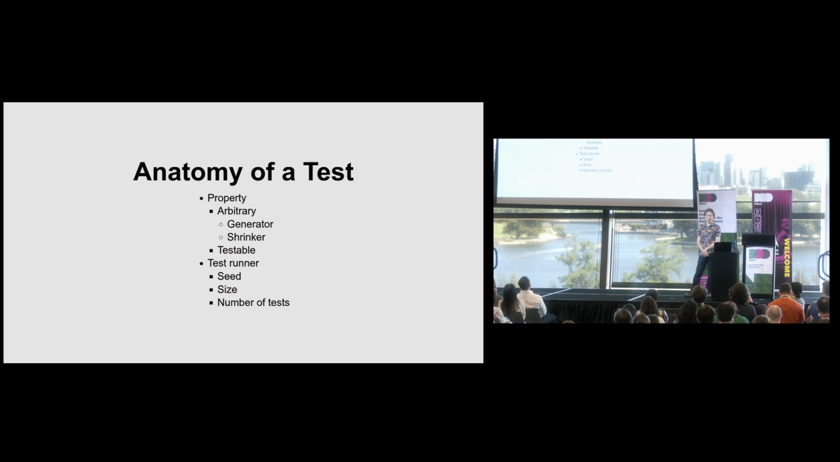So far, we focused on properties. We've looked at how they're composed of arbitraries and testables. Next, let's look at test execution and examine how tests are run.